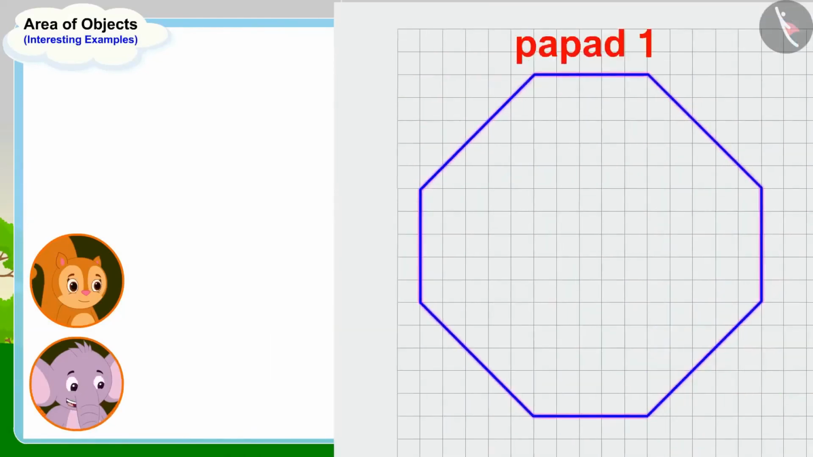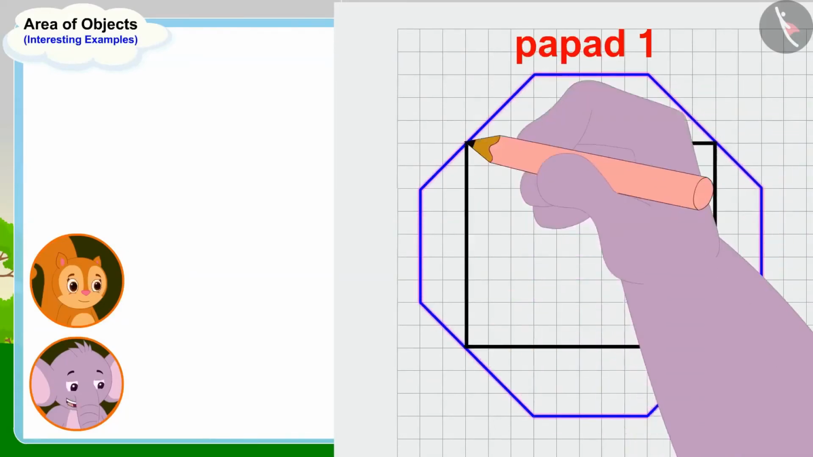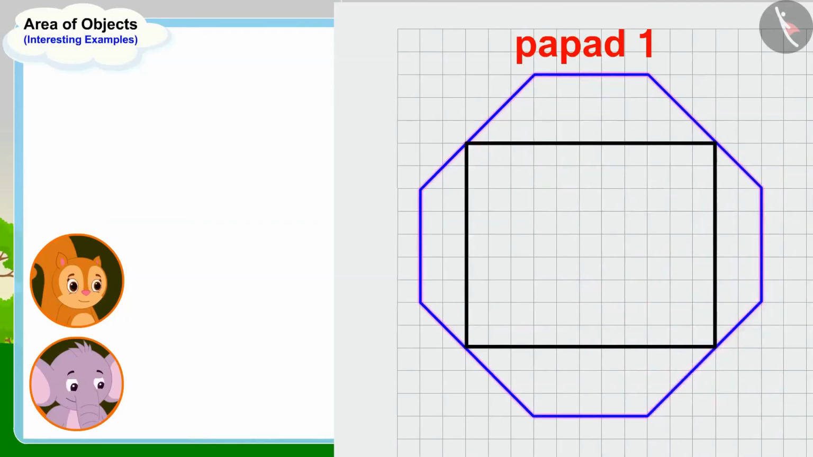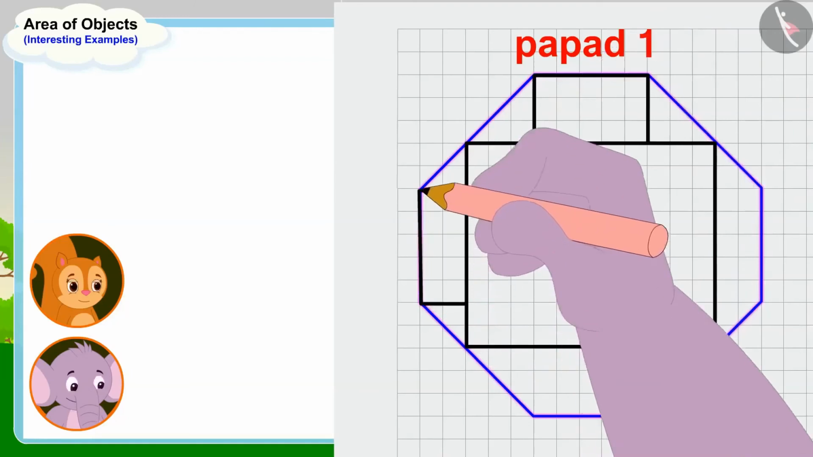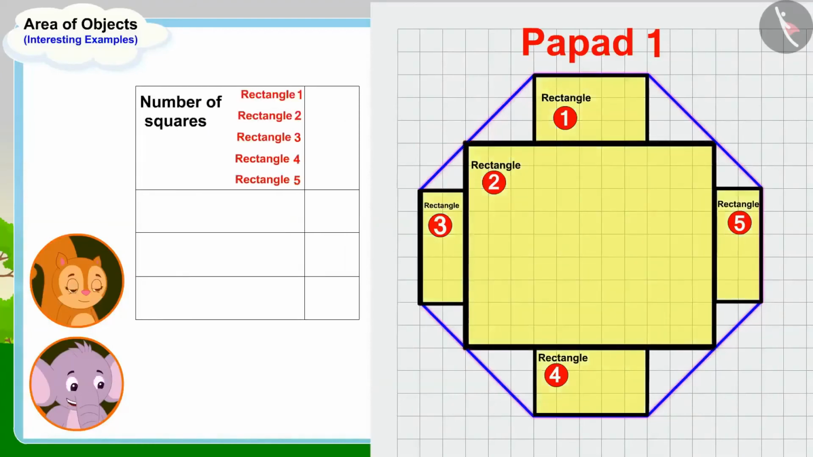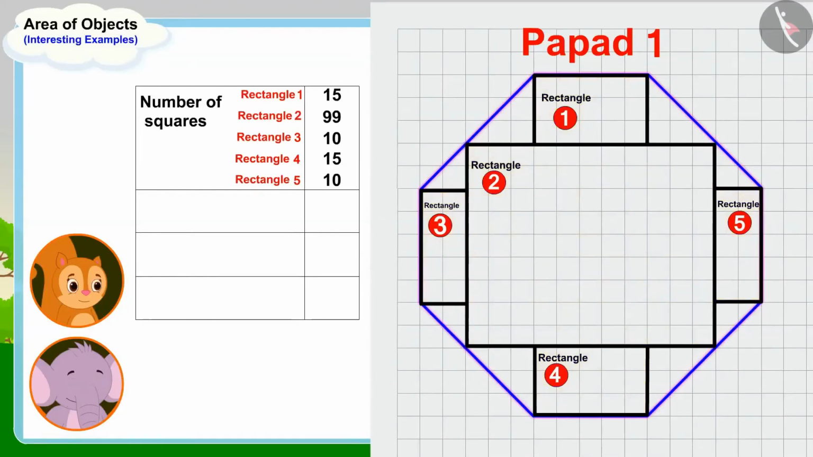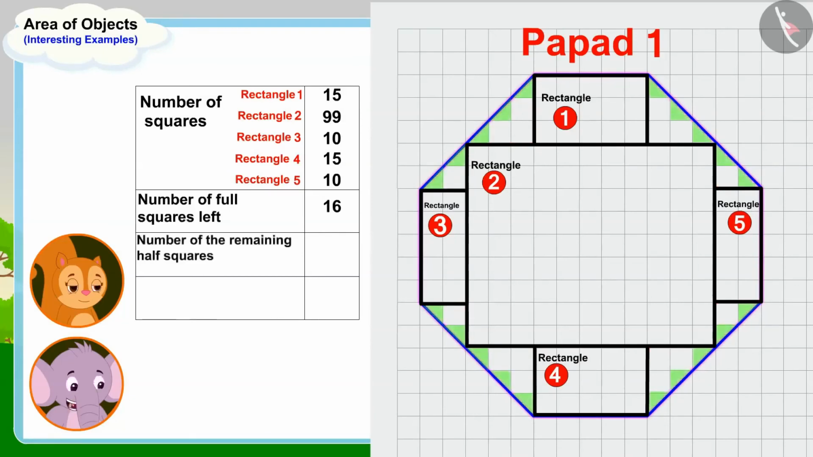Let's first find the area of this shaped popper. Let me first draw this rectangle in this shape here so that I can find it easy to find the area. Appu made a rectangle like this in the shape of the first popper. Now I will write down the number of squares that fall into these rectangles. Now I will write the number of full squares left, 16. And finally the number of the remaining half squares, 20, which is equal to 10 full squares.